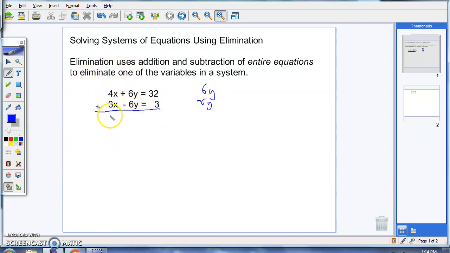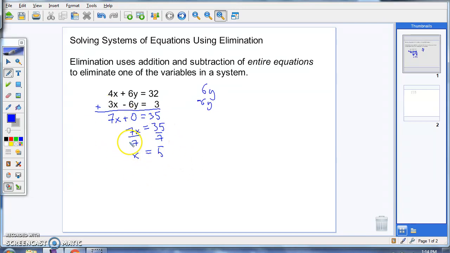So 4x plus 3x is clearly 7x. And then 6y plus negative 6y is 0. 32 plus 3 is 35. So we have 7x equals 35. Look, everybody here should be able to solve this equation, right? We can just divide both sides by 7. And x is indeed 5.